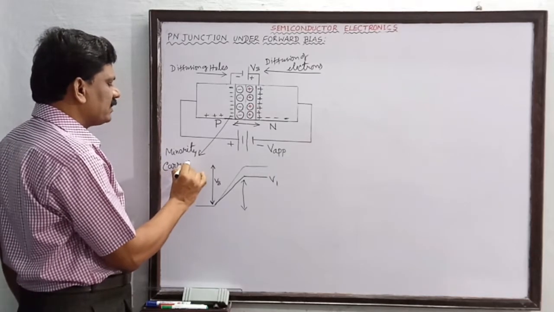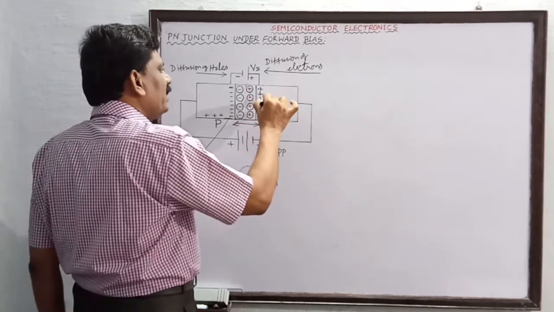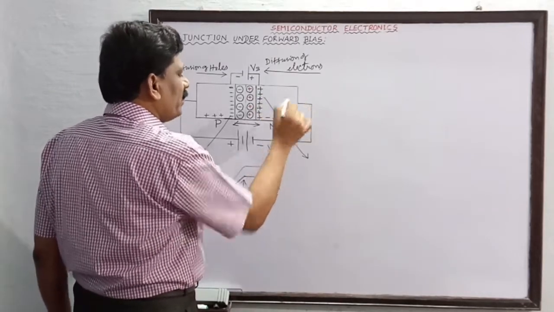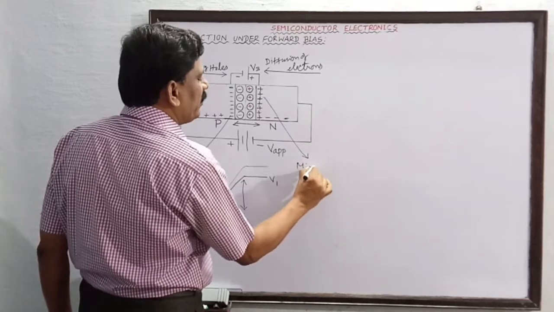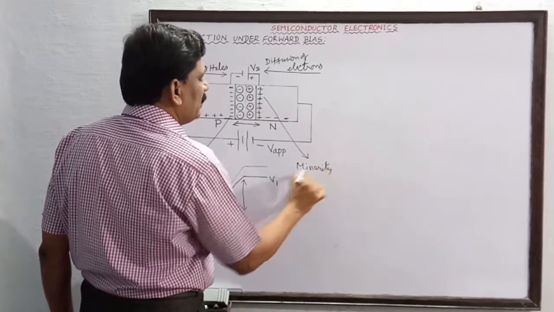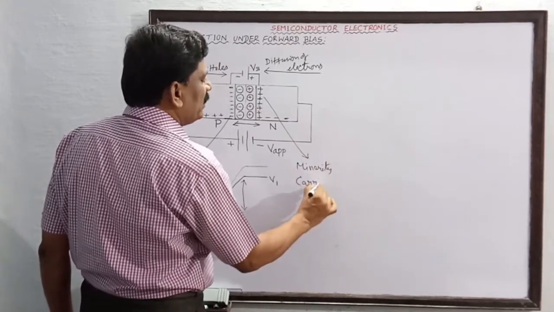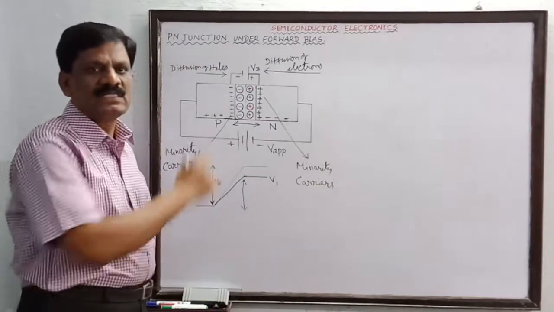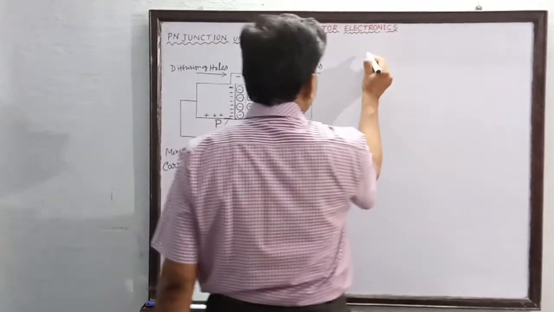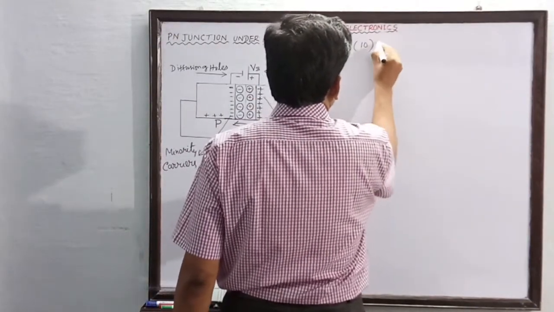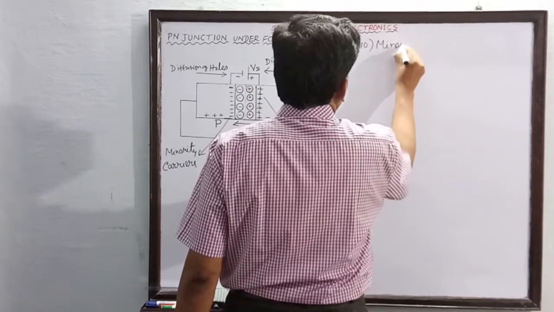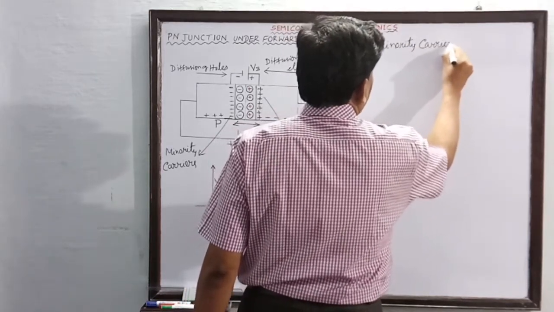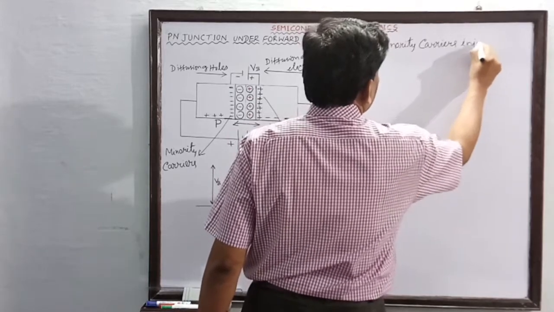Okay, students, so these are minority carriers. Similarly, these holes are also in the N region. They are called what? Minority carriers. This process is due to the acceleration of the minority carriers towards the opposite potential. So this will be the next point in our summary. This is called minority carrier injection.